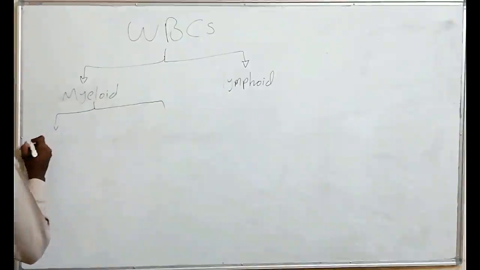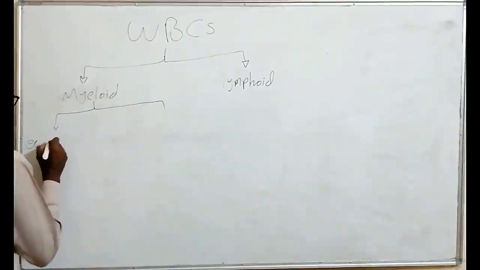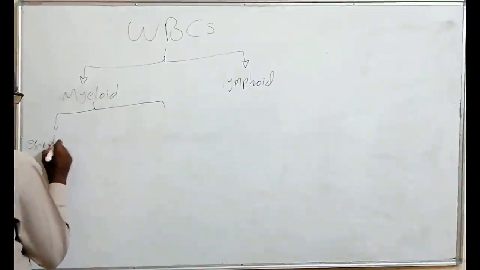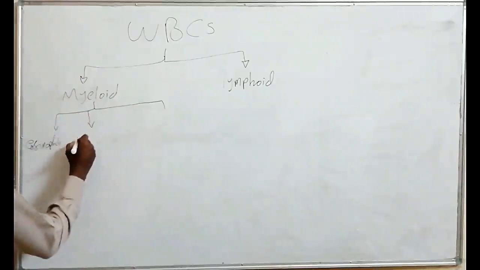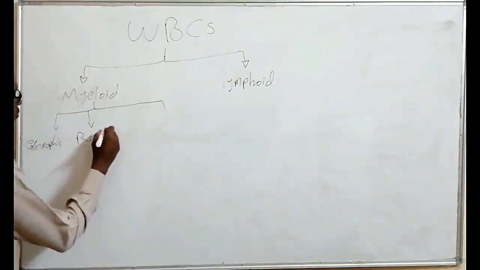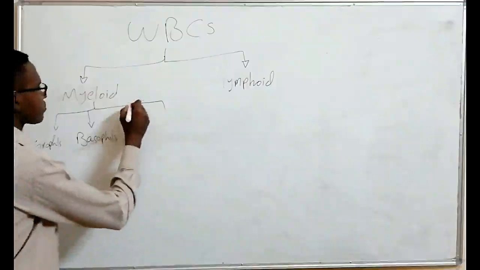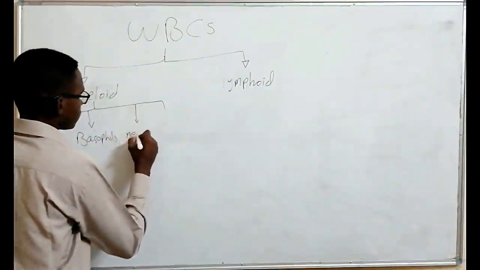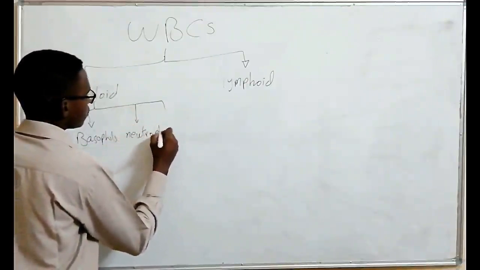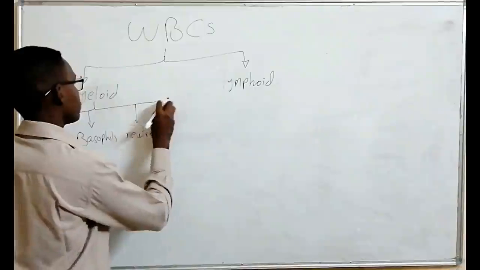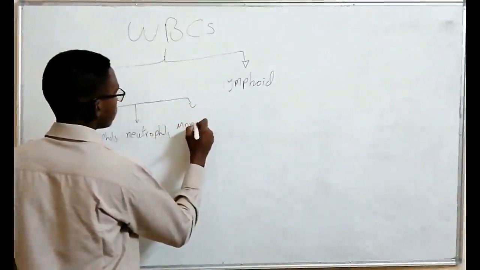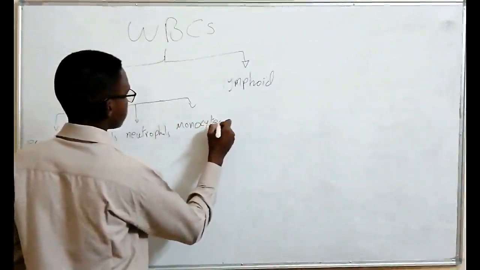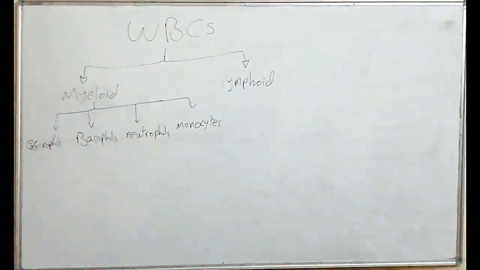So the white blood cells that originate from the myeloid progenitor cells are eosinophils, basophils, neutrophils, and monocytes. So these are the four types of cell that originate from the myeloid progenitor cells.